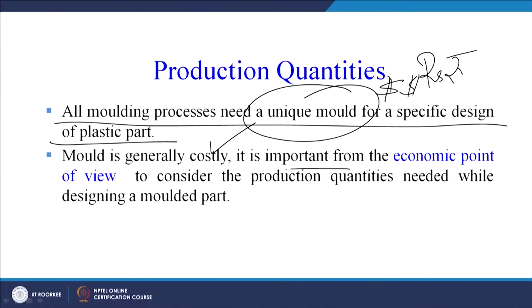It is important from the economic point of view to consider, as I have already discussed, production quantities needed while designing a molded part. So, the quantities have to be forecasted properly when we are planning to use any of the polymer processing techniques, because the mold will be the costliest part and the mold will specifically adhere to our final product. So, if we are thinking that we have to make 5 or 7 or 10, maybe less than 100 parts, the 100 parts may not be able to justify the cost of the mold that we have to make or that we have to bear.